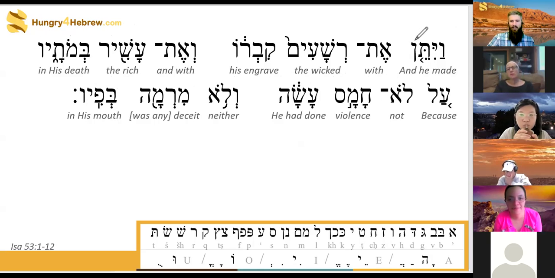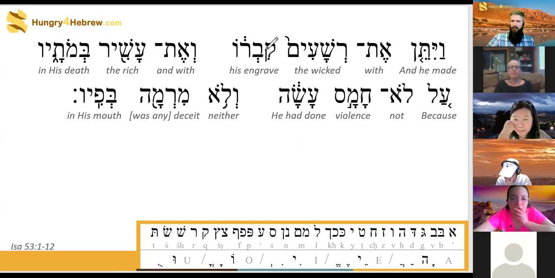All right, vayiten, and literally he gave, he put, he set, et reshaim, he put the wicked, kivro, his, that's not engrave, I don't know why that's there, his grave, kever. This is another segolate. That's a kittul form segolate, whatever. His kever. So we need to put some sort of a word in there to make it make sense. He set the wicked as his grave.